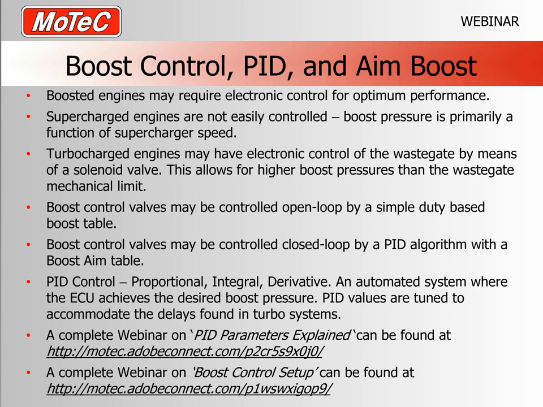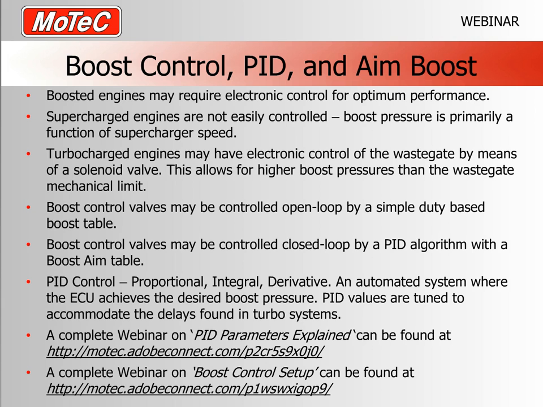Turbocharged engines, on the other hand, frequently have electronic control of the wastegate. Normally we use a solenoid valve in the wastegate circuitry, and what that means is that the natural boost limit of the wastegate can be changed and higher boost can be achieved. So the solenoid valve is controlled normally by either an open loop or a closed loop control system within the ECU, and open loop systems are often quite adequate to do this. And what that simply means is for a given engine load or RPM, we put out a pulse width modulated duty cycle, which controls that solenoid valve and achieves the required amount of boost.